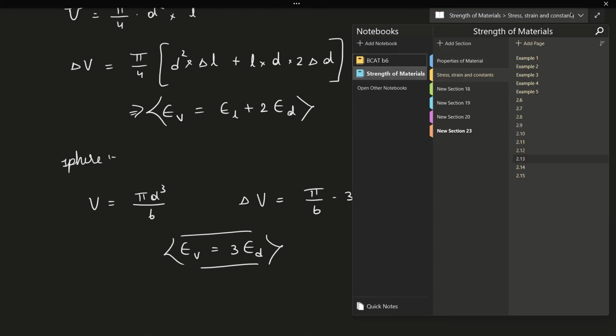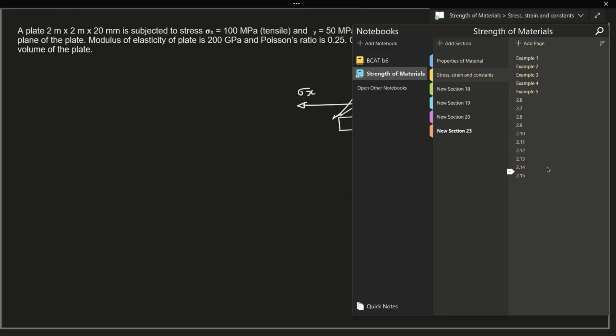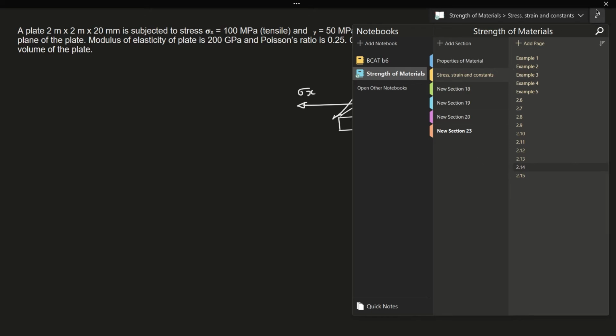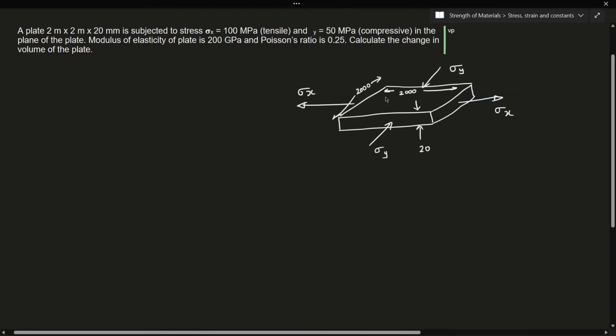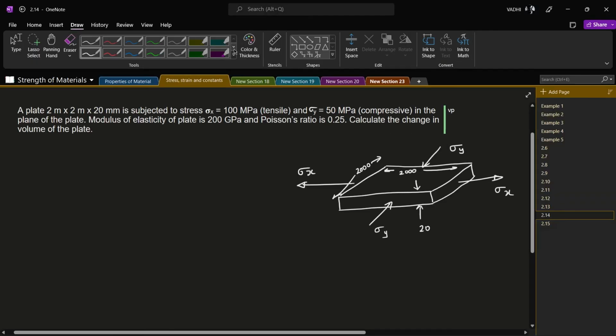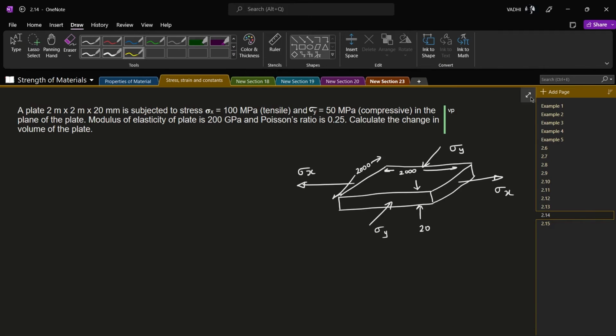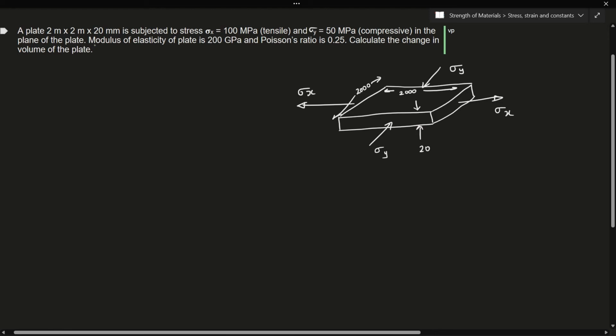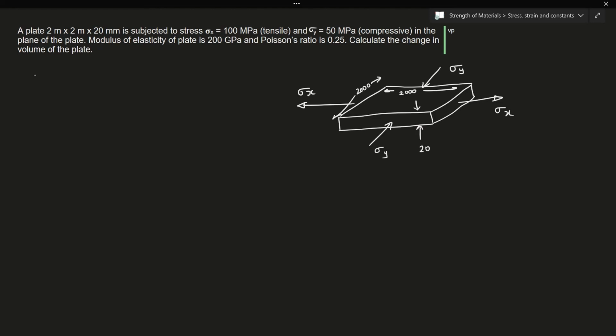Okay, so let me move on to the next problem now. A plate 2 meter into 2 meter into 20 mm is subject to a stress sigma x equal to 100 megapascal tensile stress. Sigma y is given as 50 megapascal, and this is compressive, in the plane of the plate. Okay, so the modulus of elasticity of the plate is, let me write it down, sigma x is given as 100.